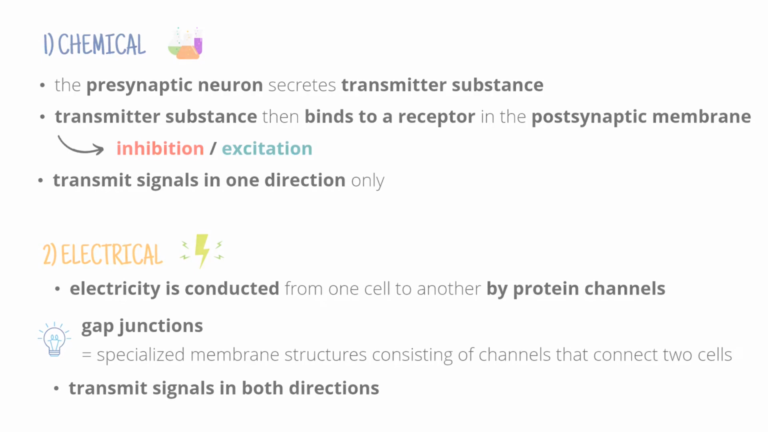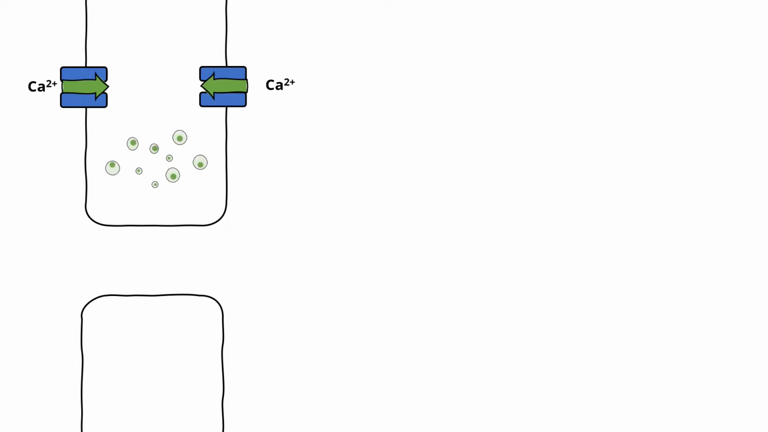Okay, so now let's look at the chemical synapse in detail. We already know what the presynaptic terminal is, but what's also very important is that it has a presynaptic membrane which contains many voltage-gated calcium channels. Now imagine that an action potential has been elicited. This causes the depolarization of the presynaptic membrane, and as a result, calcium channels open and a lot of calcium ions get into the terminal. Because of them, a few transmitter vesicles release their transmitter substances into the synaptic cleft.